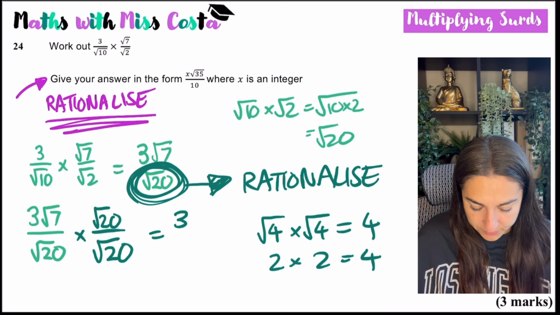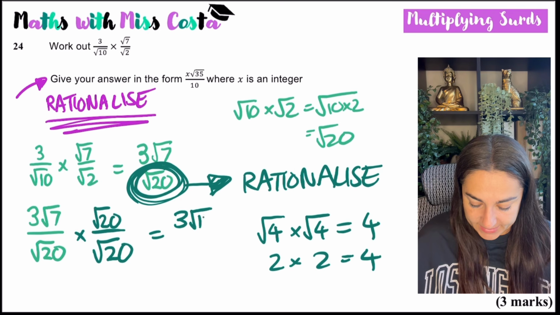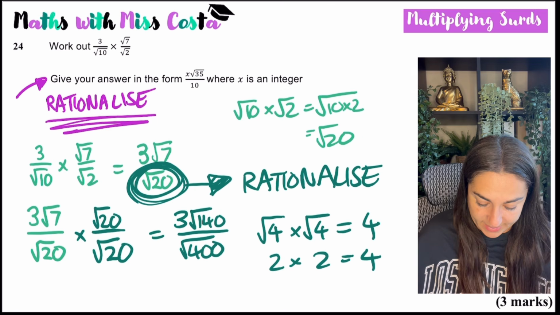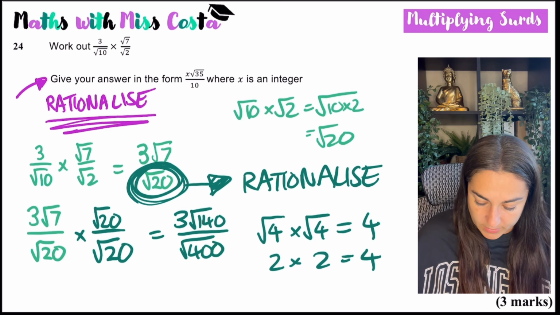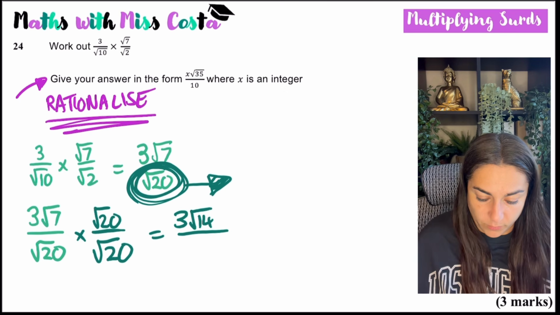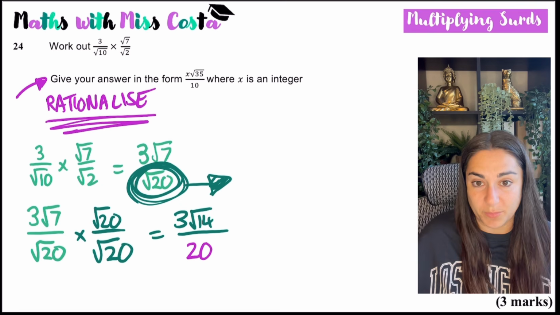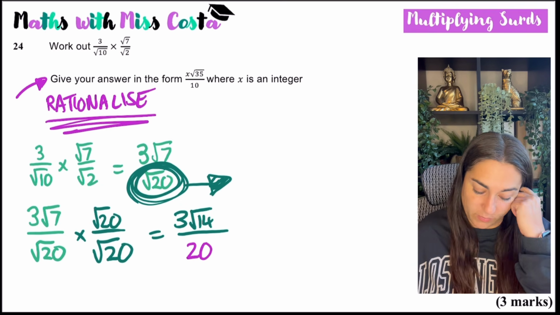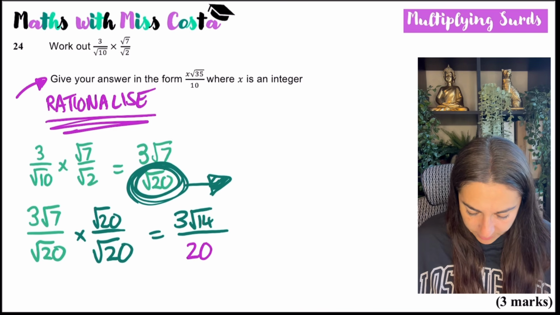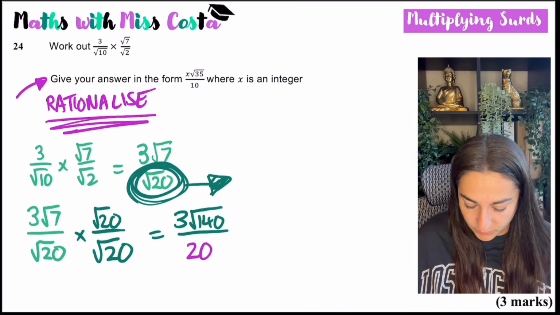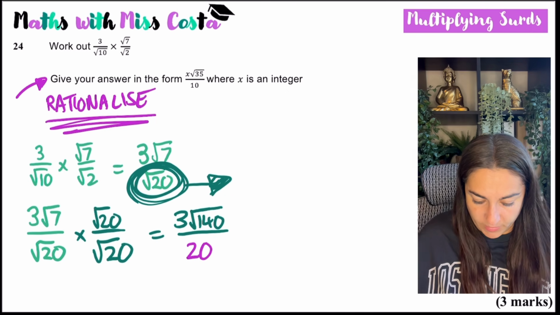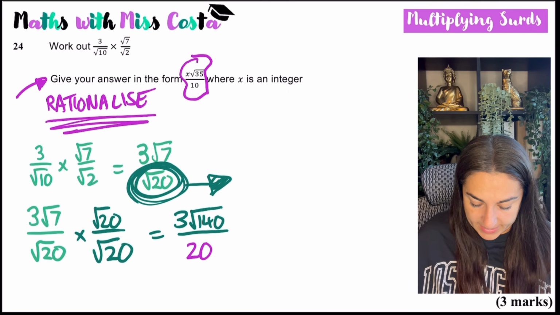So that would become 3 root 7 times 20 is 3 root 140 over root 400. And root 400 is going to have a nice square root. Actually, we don't need to write root 400, we would just write 20, because we know that a surd multiplied by itself is its unsurd itself, and that will just make your life easier. So we've got 3 root 140 over 20. Now it tells me that I want to give my answer in this form, x root 35.